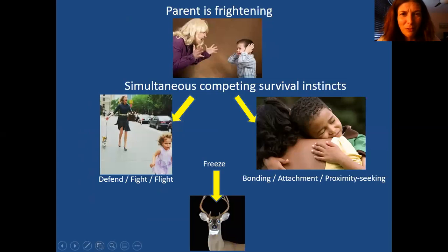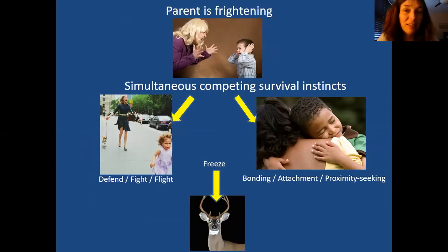So here's the pattern. I didn't do the best job with this graphic, so forgive me, but try to follow along. Let's say on the top, the parent is frightening. So the mother is yelling at the little boy, the boy's clearly frightened. And when you have a frightening parent, you have two competing survival instincts. One is to fight, flight, or run away, or defend yourself, sorry.